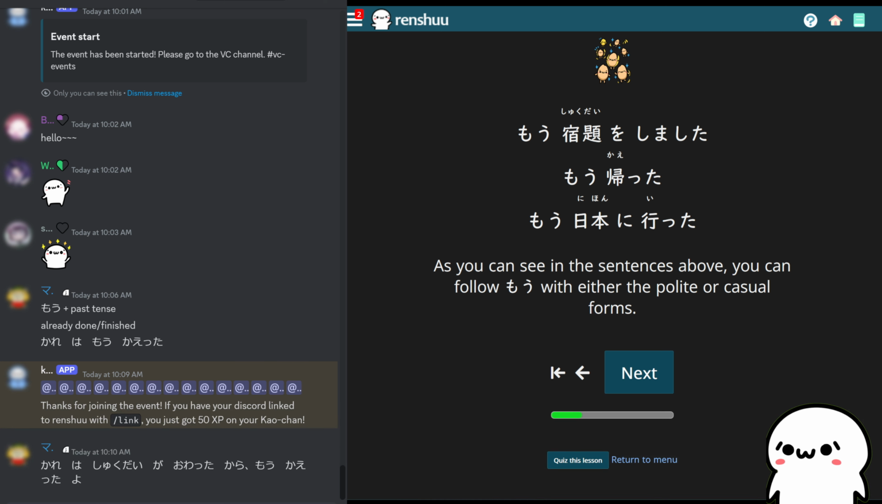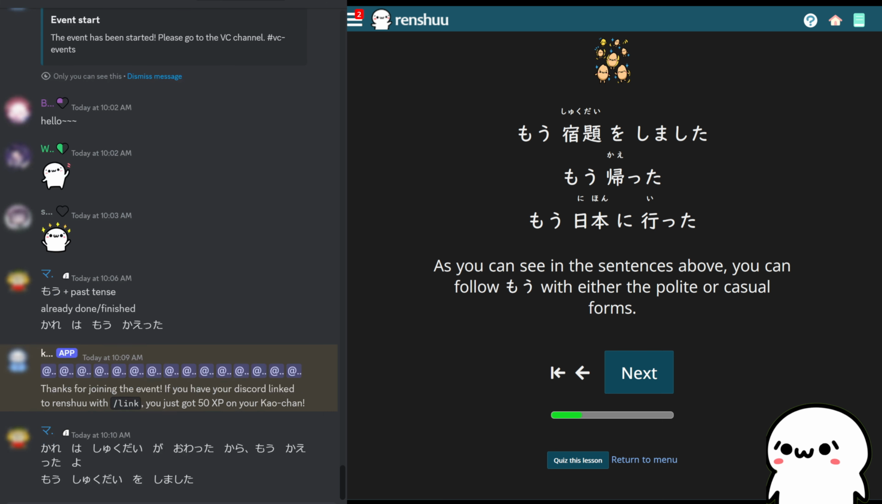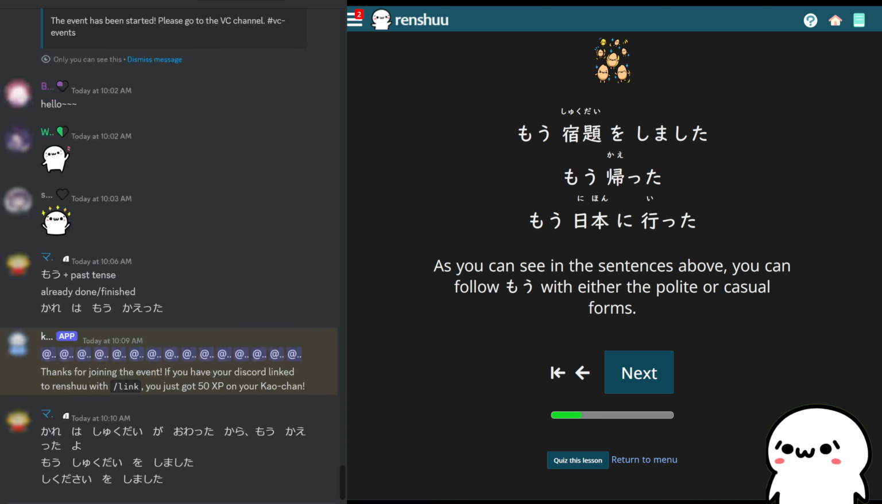I'm going to type it out real fast. I'm going to type it out one more time, and I'm going to leave out a word. Except I misspelled shukudai. Sorry about that. Okay. Shukudai. There we go. So we've got these two sentences.